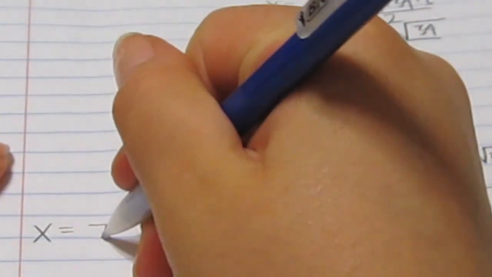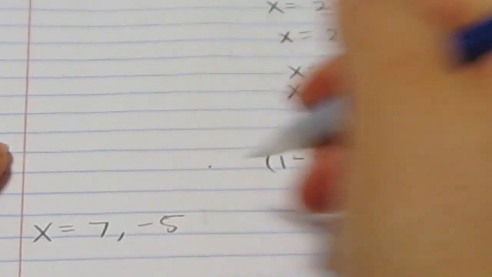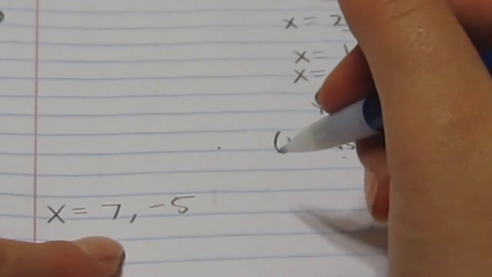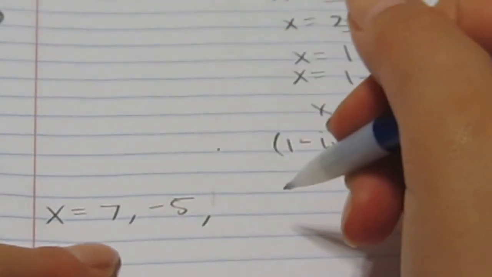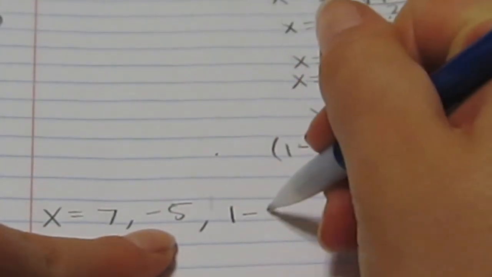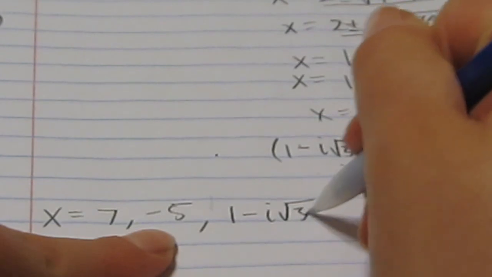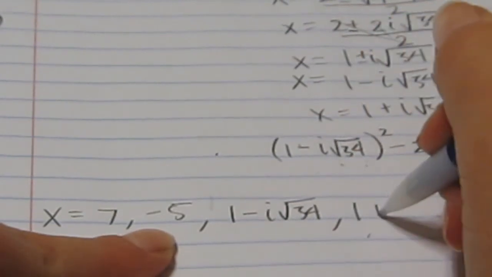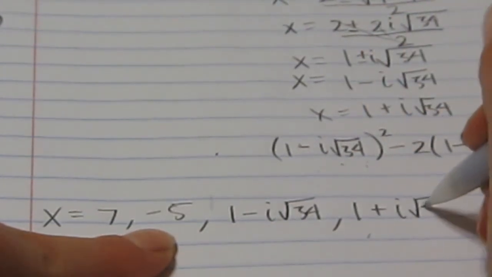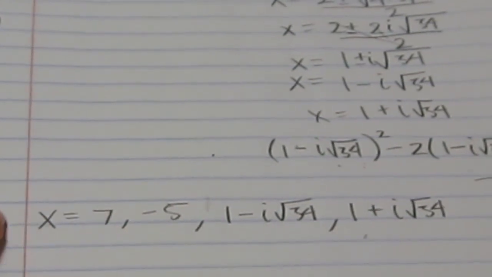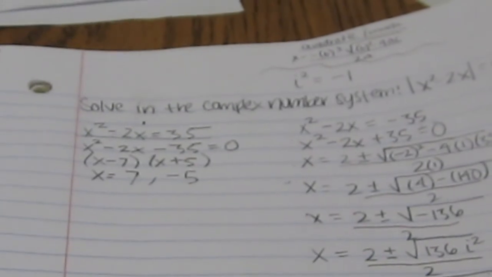And those are 7 and -5, those being the real numbers, and the imaginary numbers are 1 minus i square root 34 and 1 plus i square root 34. And that is how you solve the problem.